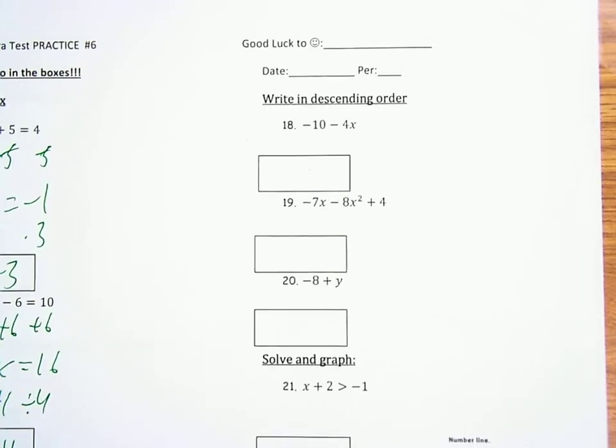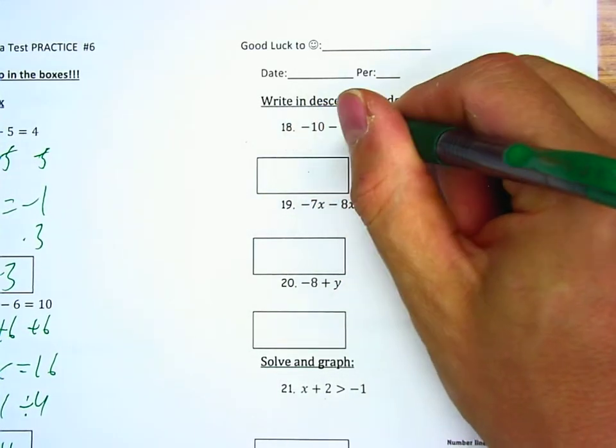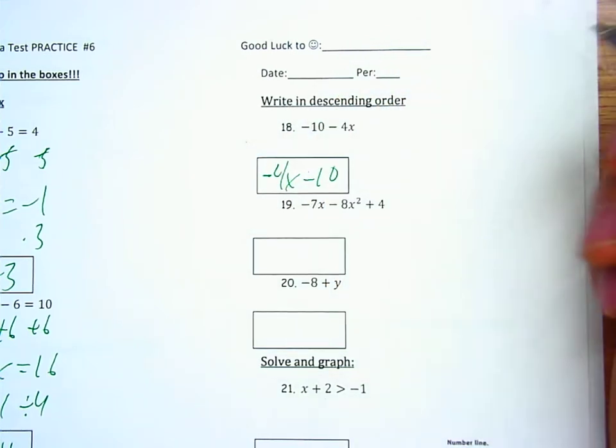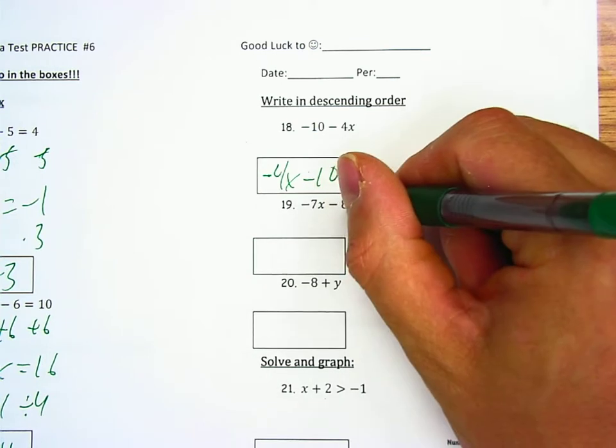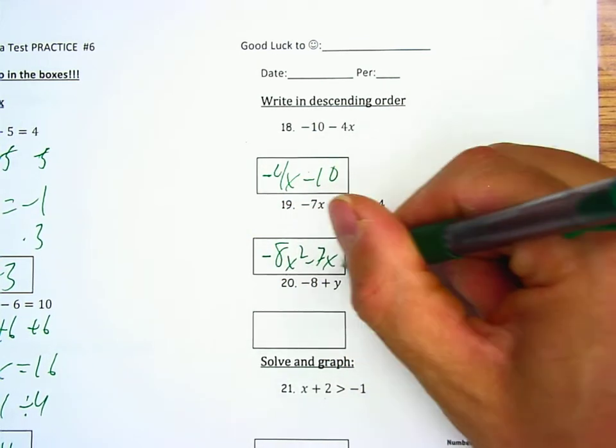Question 18, write it in descending order. I'm asking you to put the largest exponent first. So the x here is the largest, so it comes first before the minus 10. Negative 4x minus 10. Here the x squared is the largest, it comes first. Negative 8x squared minus 7x plus 4.